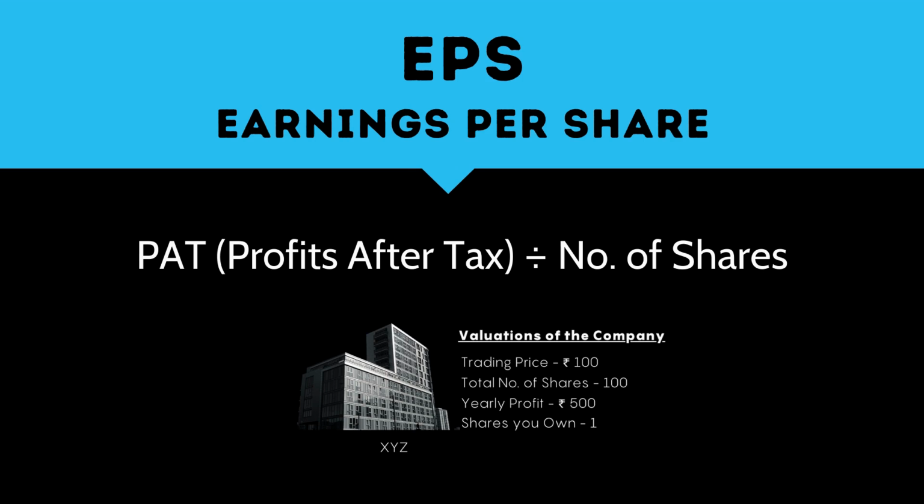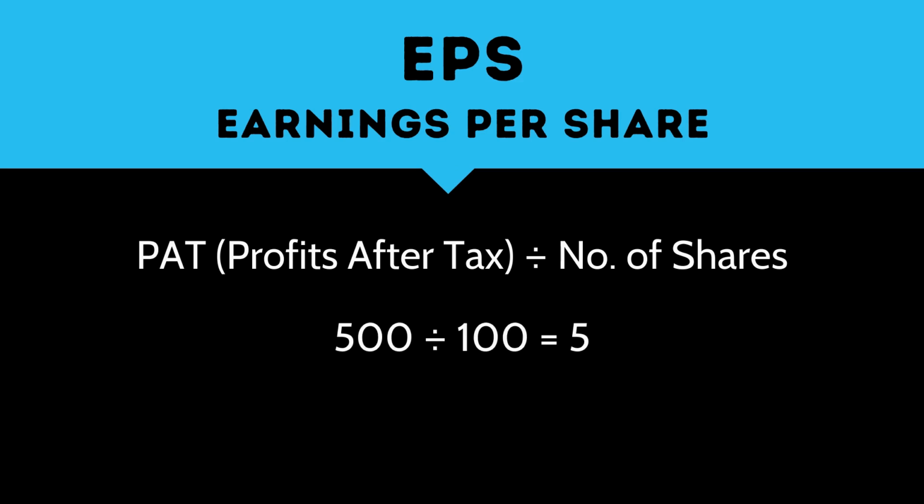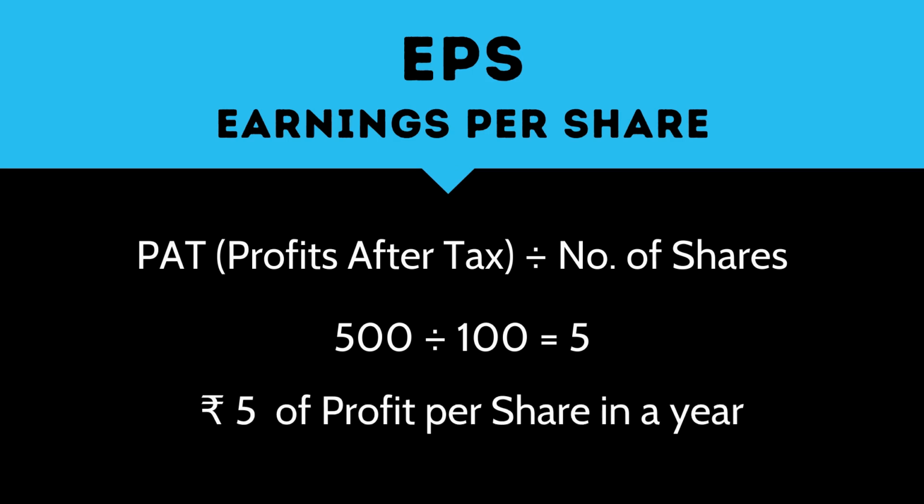So now as per the XYZ company valuation, we know the profit after tax is 500 and the number of shares for that XYZ company is 100. So EPS will be 500 divided by 100, that is 5. That is your earnings per share. That means you will be earning 5 rupees of profit per share in a year. So you can check how much profit on average you can get on a share in a year.